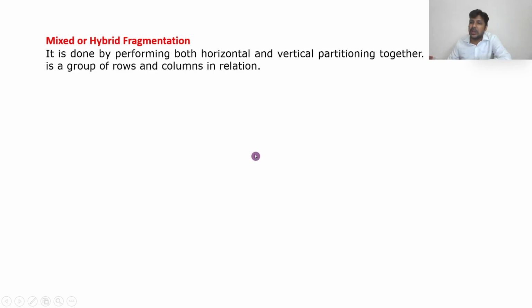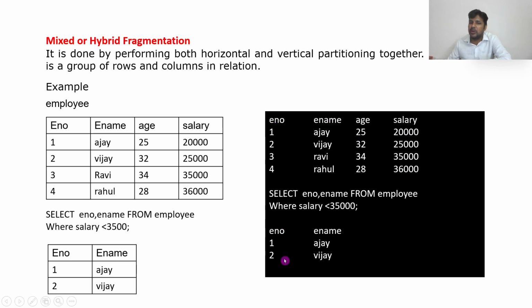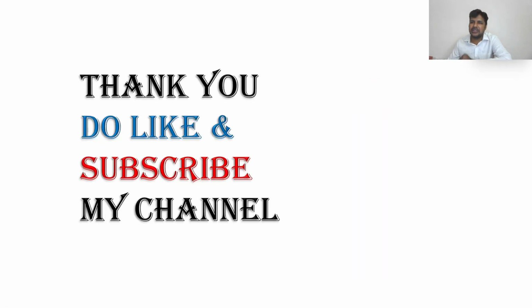Then what is mixed, or hybrid? Both vertical and horizontal partitioning together. Let me show you an example. Suppose I want the first 2 rows and first 2 columns. I select employee number, employee name from employee where salary is greater than 35,000, so I get only employee number and employee name. First 2 rows, first 2 columns. The last 2 rows and last 2 columns are missing. Now I have done mixed fragmentation. This is called hybrid fragmentation, both vertical and horizontal. So this is what data fragmentation is.